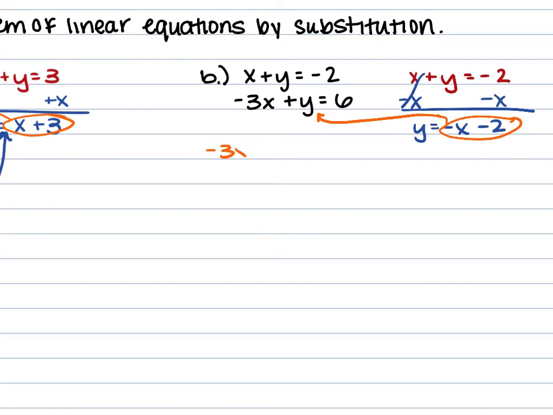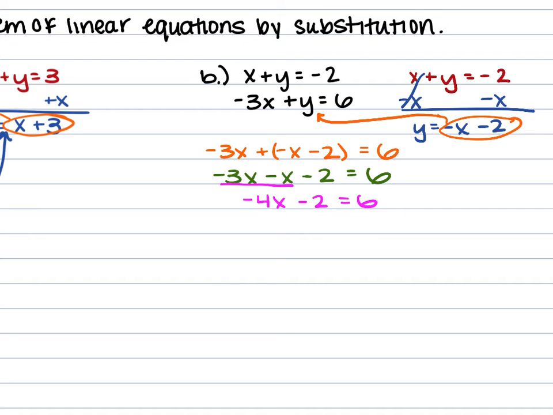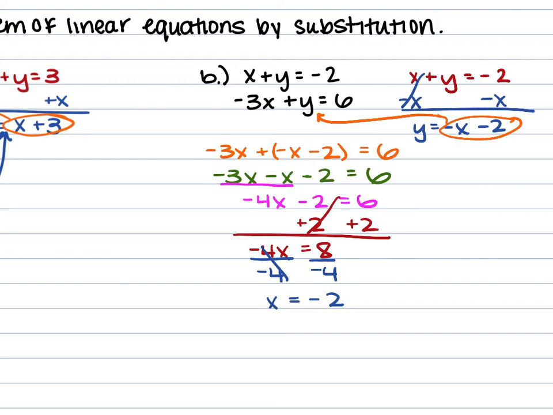So I'm going to have negative 3x plus y, which is negative x minus 2, is equal to 6. I rewrite this so that way I don't have a plus and minus next to each other. So it's just going to be negative 3x minus x minus 2 is equal to 6. We can combine our like terms to give ourselves negative 4x minus 2 is equal to 6. Then we can add the 2 to each side. We would have negative 4x is equal to 8. And then we divide each side by that negative 4 to get that x is equal to negative 2.